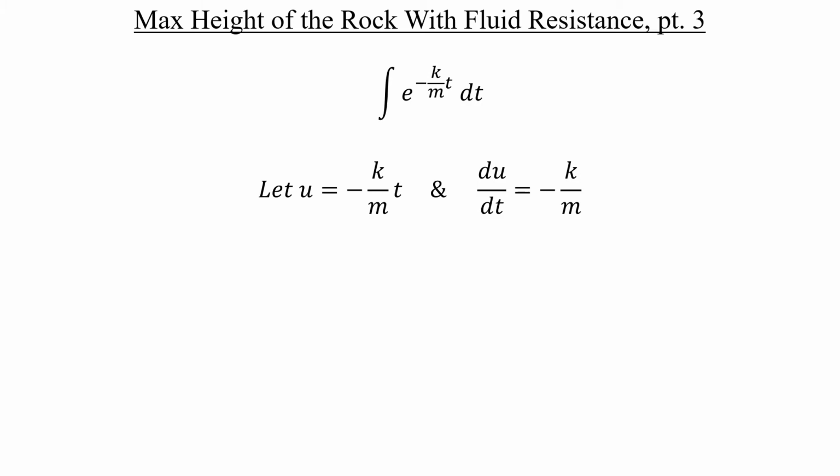Next, I'm going to bring this right-hand side below and multiply both sides by dt, and then also divide both sides by minus k over m. Why are we doing this? Well, this is going to be something like a conversion factor between u and t when we rewrite our integral in terms of u. I'll show that next below.